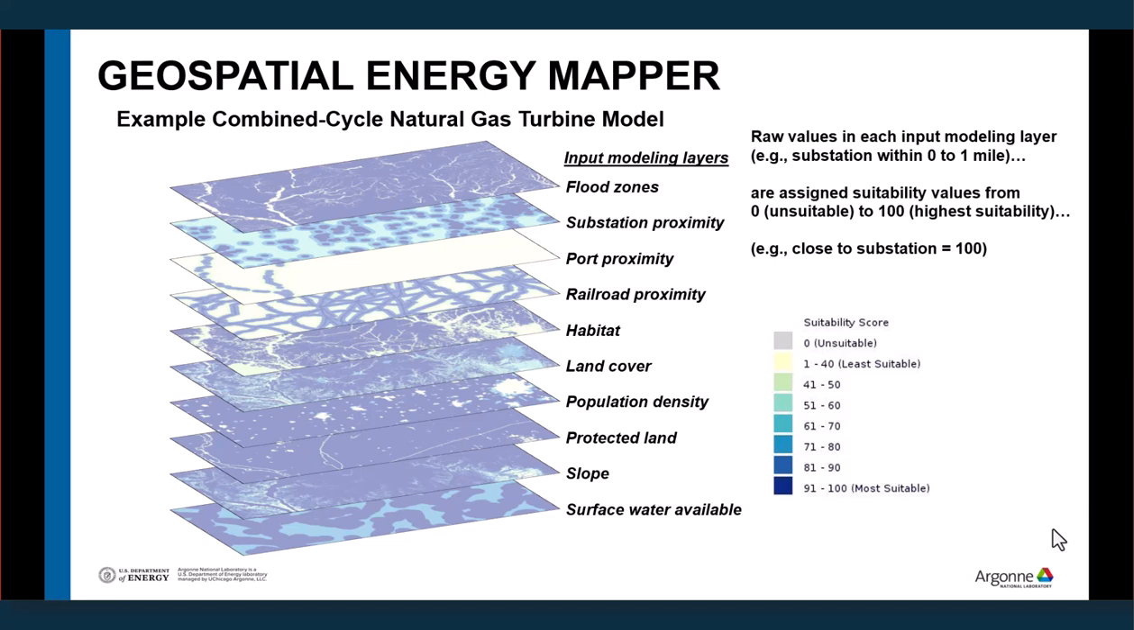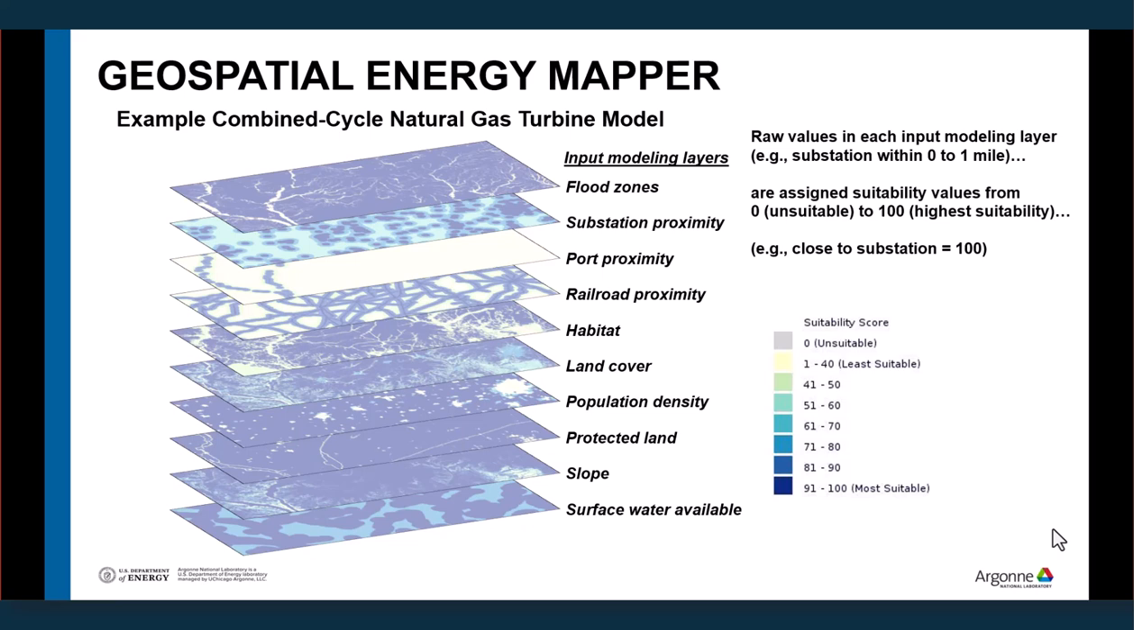Here we have the natural gas combined cycle gas turbine model with its input layers. Each of these layers, these are the modeling layers. They're cell-based raster data. They're 250 meter resolution for the lower 48 states. So every 250 meters is one cell, and for flood zones, it has the location of FEMA flood zones and their likelihood of flooding. There's a whole series of categories, and you can assign suitability factors to those from 0 to 100. Each of the criteria going into the model is from a different layer.